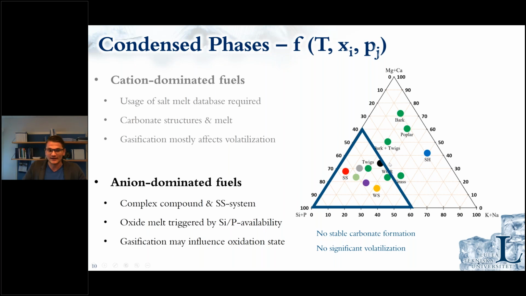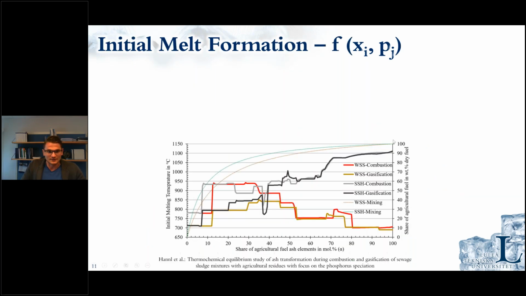And here we have a system where oxide melts are mainly formed, and they are triggered by the availability of silicon and phosphorus. And additionally, the gasification may influence the oxidization state of the compounds in there, which is very important because for an element that's not listed in here, iron, this can actually change the system, as we can see later. Now to the results from actual calculations, for example, the initial melt formation.